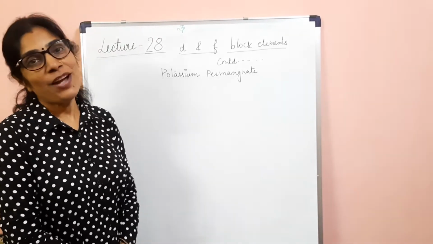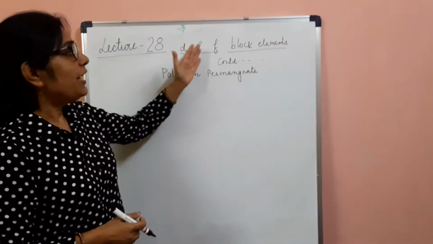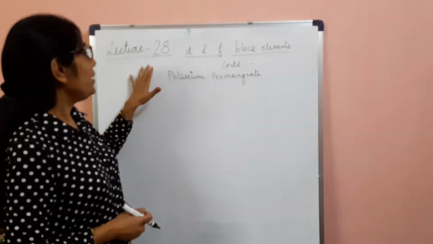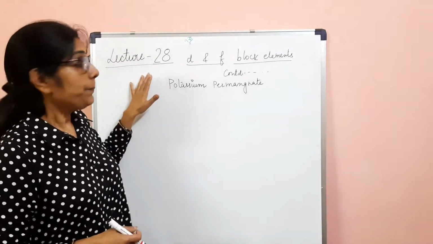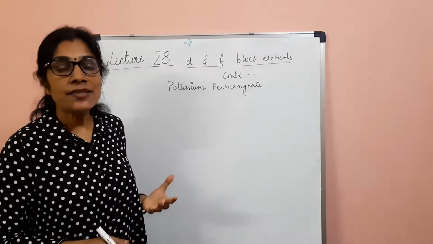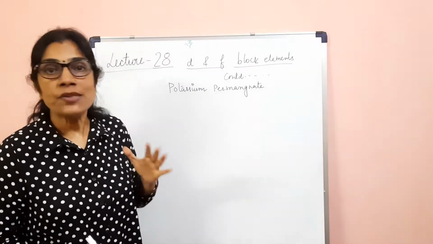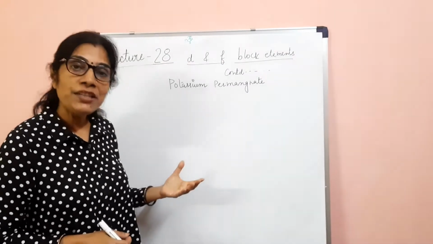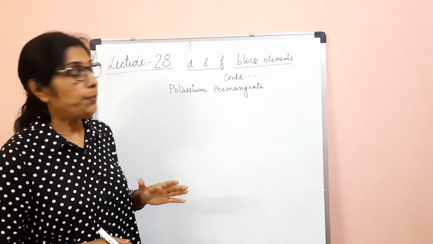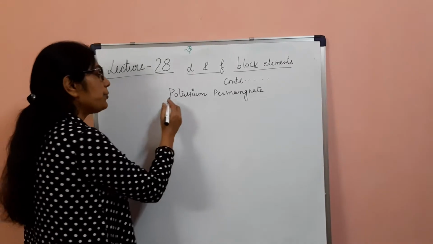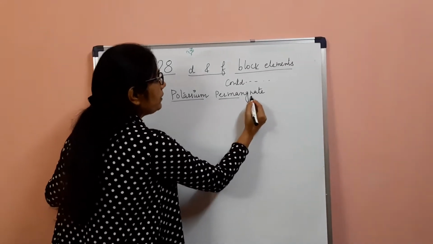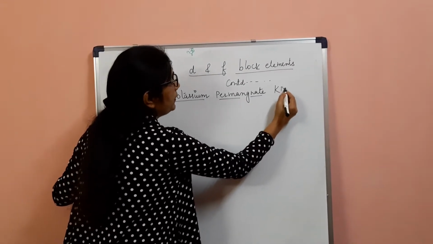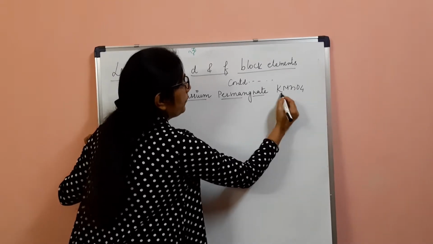Good morning everyone. Let's continue with the D and F block elements, and today is our lecture 28. So as I said during last class, two important oxides we have to study in D block elements. One we have already completed, that was potassium dichromate, and today we are going to start with potassium permanganate, KMnO4.